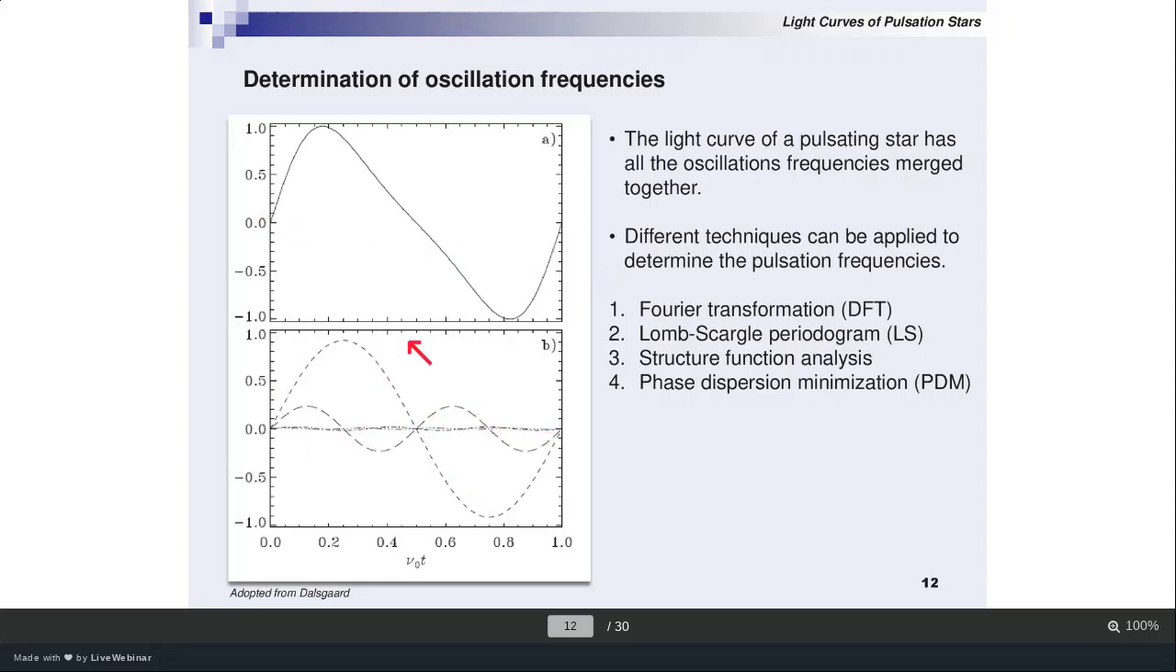This is the main oscillation. Within that main oscillation, there is another oscillation going on under that. So when you look at this light curve, there are some other bumps also, some other characteristics you can find out. First of all, we have to find out how many frequencies there are within this light curve. In order to do that, we have to go for the frequency analysis of the light curve. There are different techniques we can apply. Fourier transformation is possible, the most common. Lomb-Scargle periodograms we can calculate. Structure function analysis or maybe phase dispersion minimization techniques can be applied.